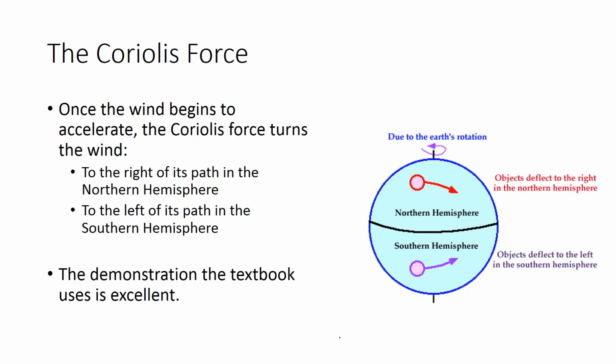In the upper atmosphere, the pressure gradient force and the Coriolis force are the only two things that matter. And what actually happens is, as the wind is accelerating due to the pressure gradient force, the Coriolis force is also intensifying. Eventually, an interesting situation happens.